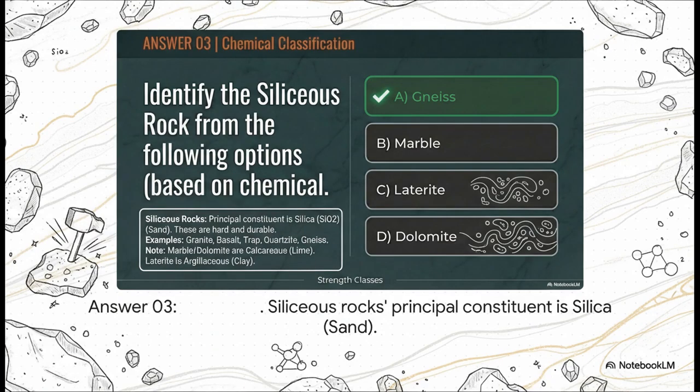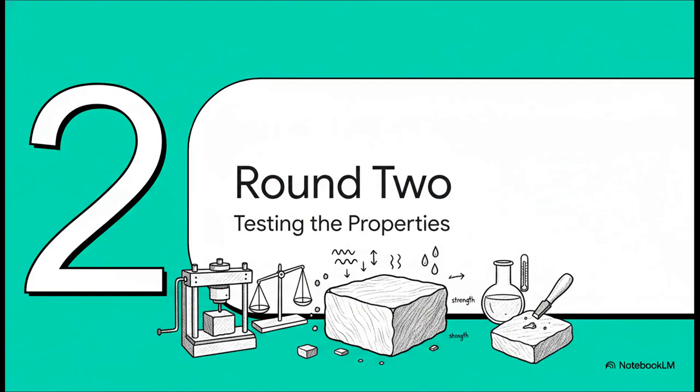So here's the trick. Whenever you see the word siliceous, I want you to think silica, which is basically sand. So siliceous rocks have silica as their main component, making them really hard and durable. On the flip side, rocks like marble and dolomite are calcareous, meaning their main ingredient is lime or calcium carbonate. Fantastic job on that first round.